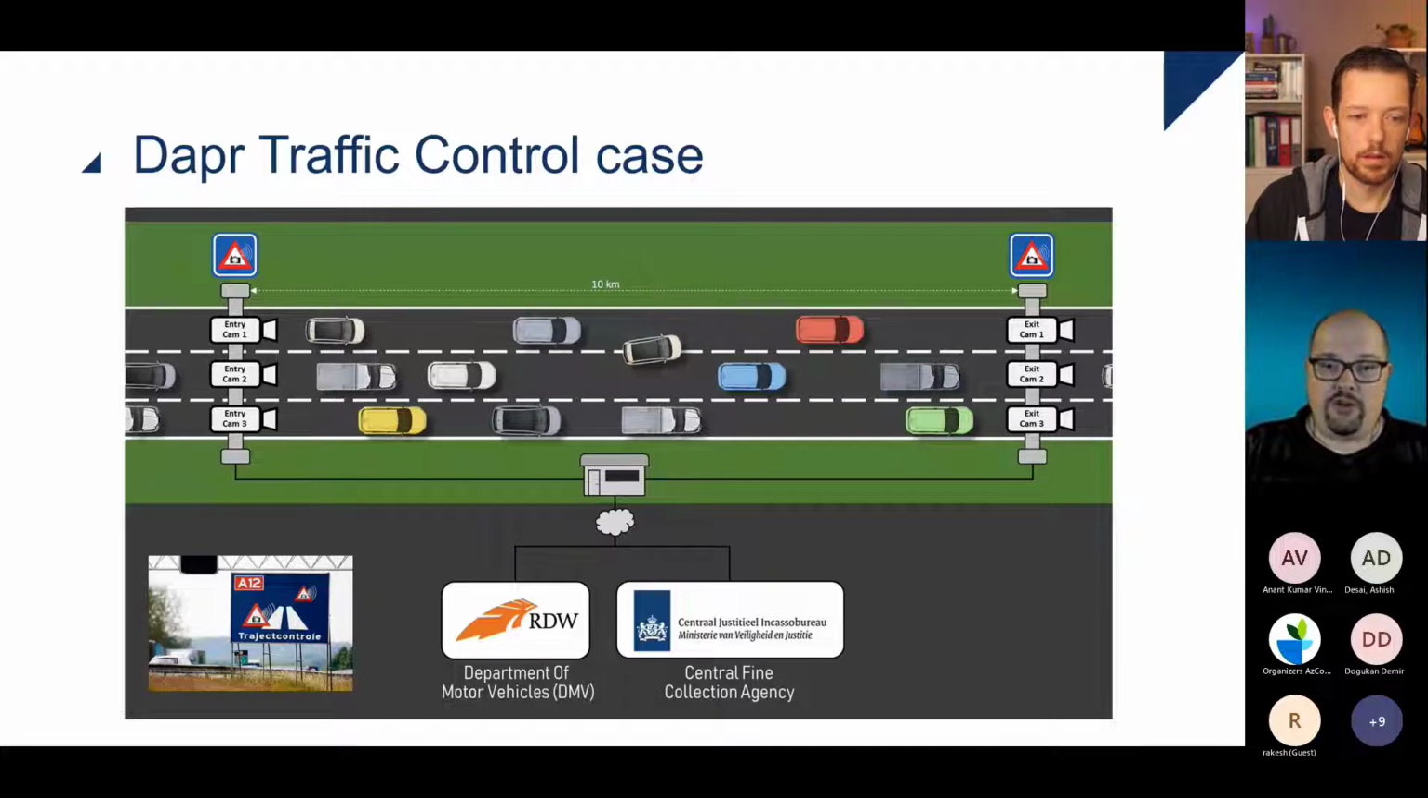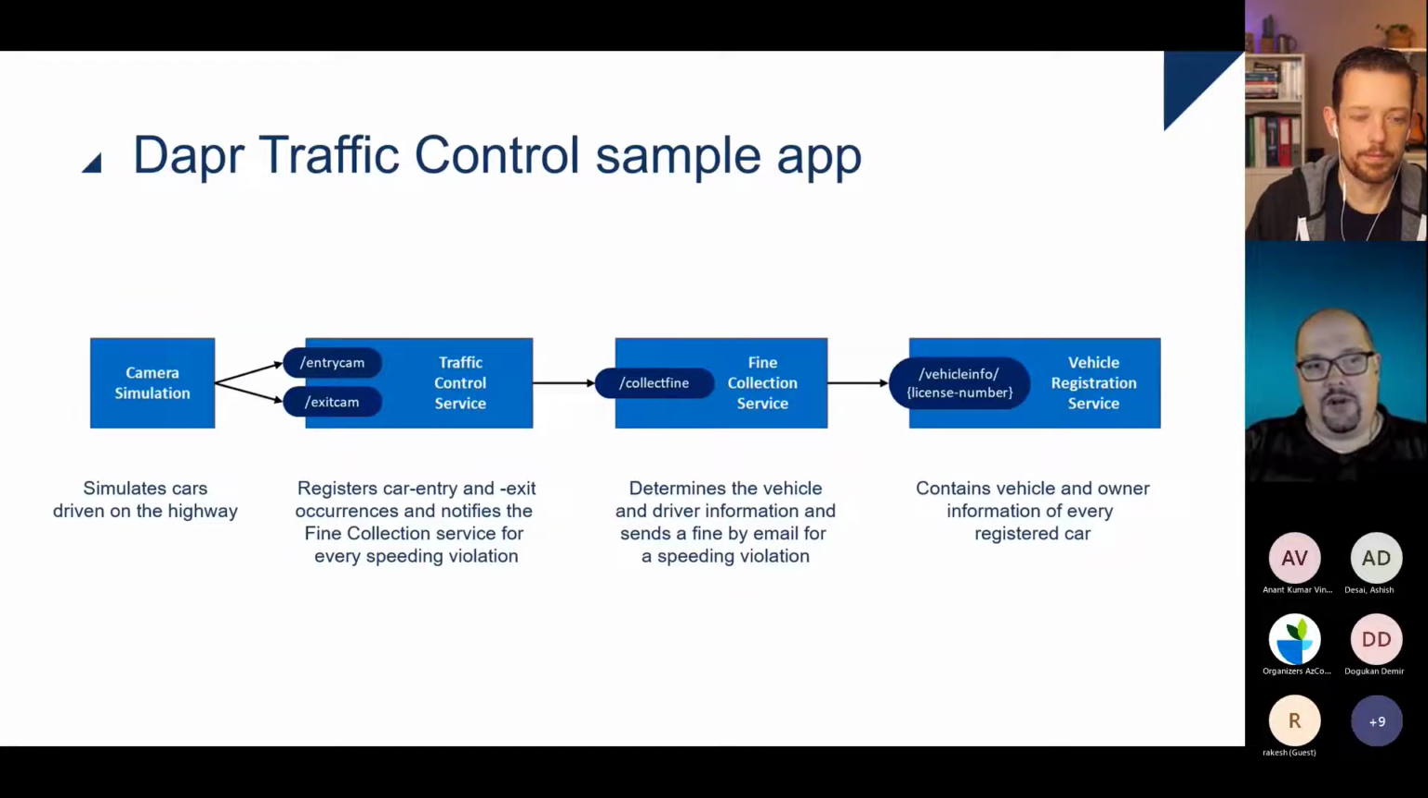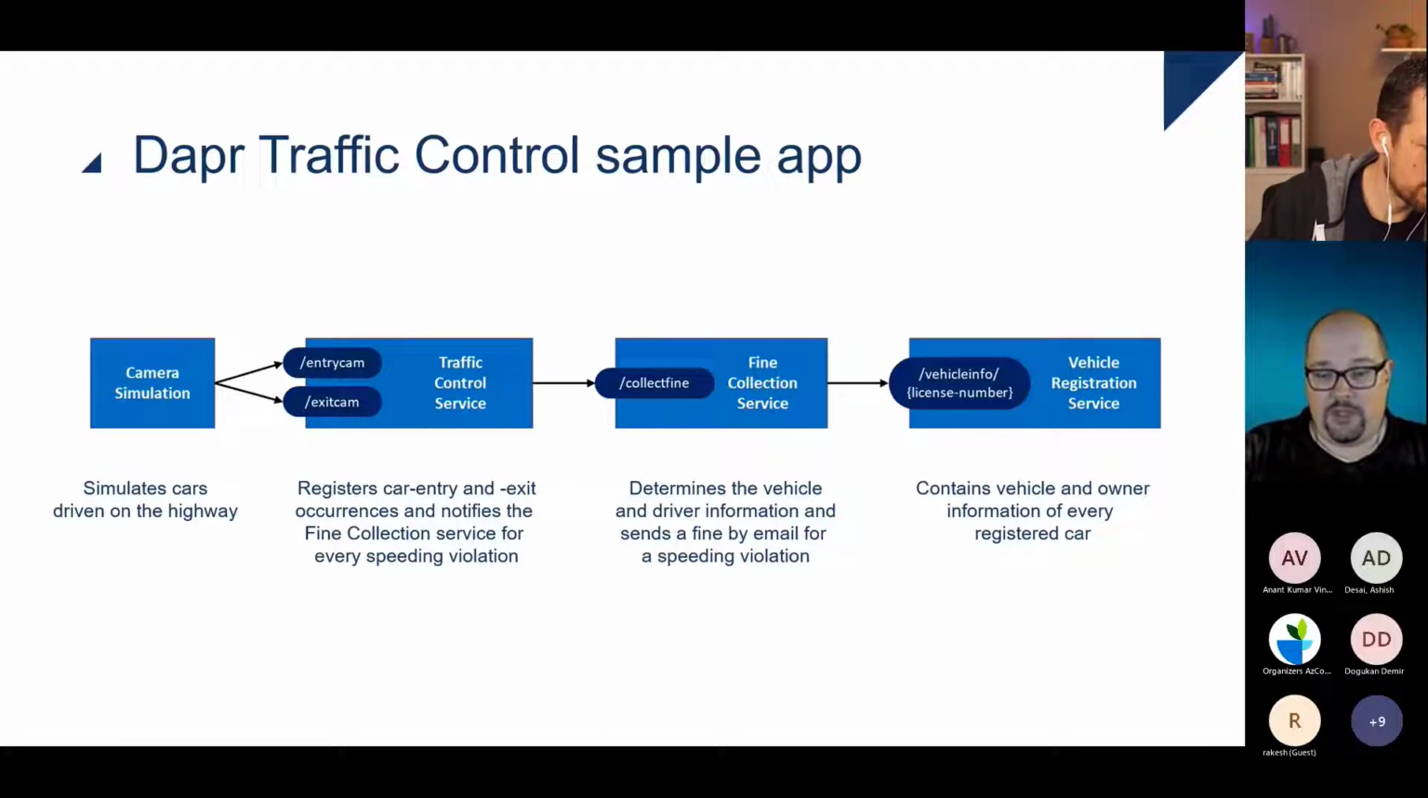And what we did, we've built a small distributed application or microservices application to simulate this. And these are the parts that are in this system. So first of all, we have a camera simulation. This is just a console application that will simulate cars driving under the entry and exit cams. And how does it simulate this? Well, there's a traffic control service that basically handles all the camera stuff. This service has an entry cam and an exit cam endpoint, and this is just a REST service that I can send messages to. So the camera simulation will send messages with a vehicle's license plate to the entry cam and the exit cam endpoint. So that's what's going on here.